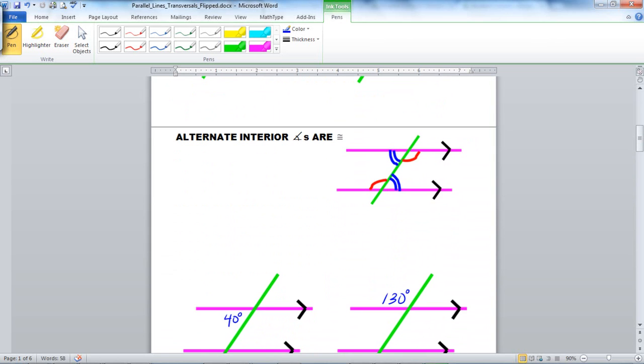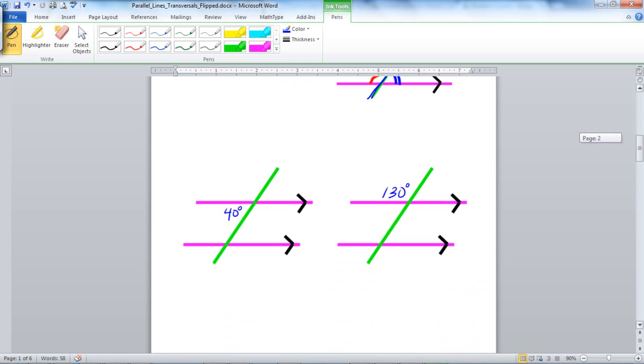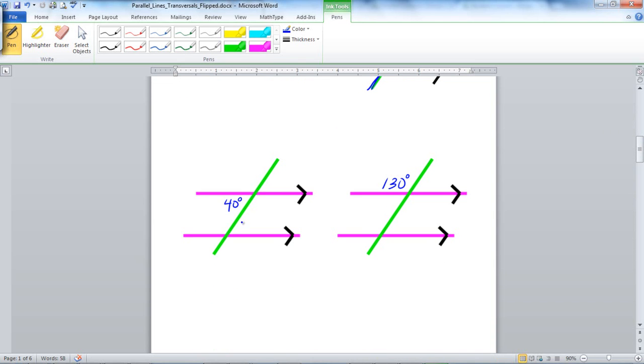Now we get to alternate interior angles. So between my parallel lines, the blue angles, double angle marks there, those are alternate interior. Notice they alternate the side of the transversal right there. And then the red pair of angles are congruent. So same type of process, we're looking at just a different relationship. So on the inside here, alternate interior, this is also 40 degrees.